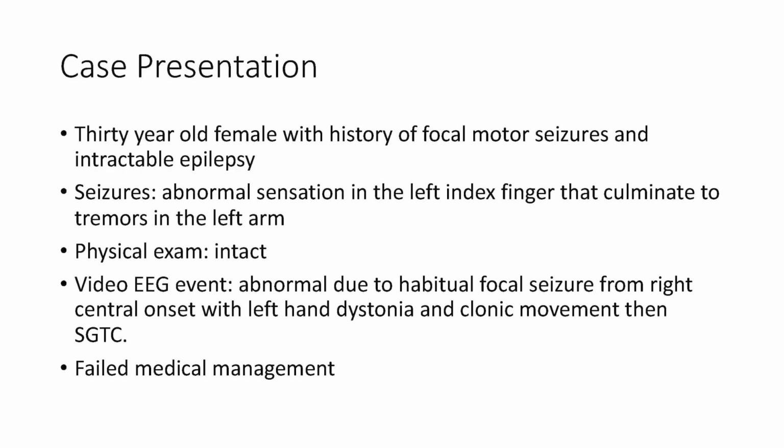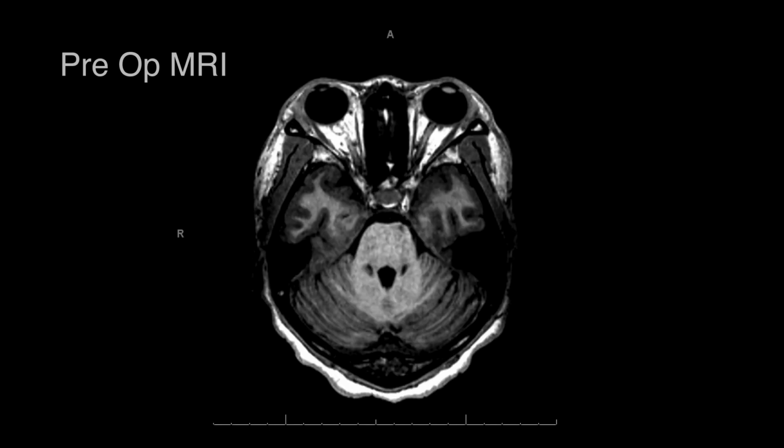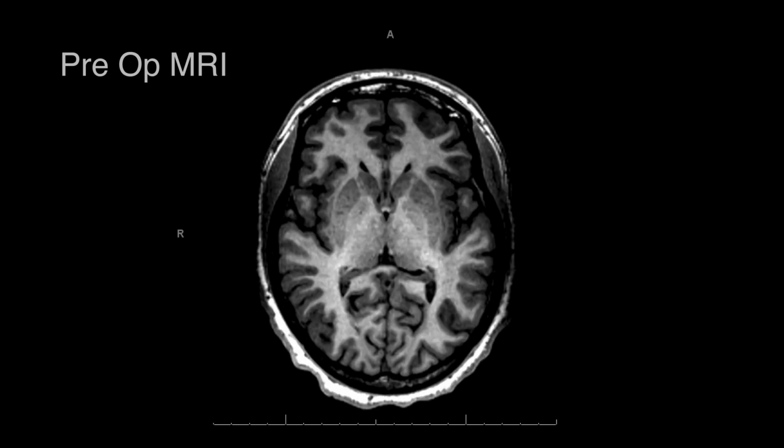Case presentation. A 30-year-old female with history of focal motor seizures and intractable epilepsy presented to the clinic for surgical evaluation. Her seizures were characterized by an abnormal sensation in the left index finger that culminated to tremors in the left arm. Patient has failed medical management despite multiple anti-epileptic medications. Pre-op MRI showed no structural abnormalities.